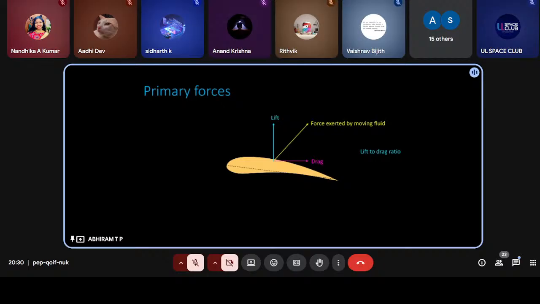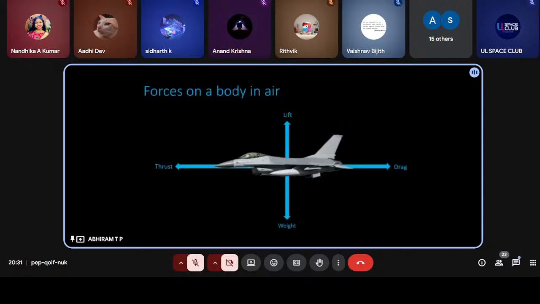And there is a specific ratio called lift to drag ratio, in which we will find the ratio between the force causing lift and drag. And this ratio is quite important when it comes to the designing of wing of aircraft and all. We will discuss about that later. So if we consider the motion of the body also, the force exerted by the body in the fluid also, the frame changes, and we can see two more forces, mainly thrust and weight.